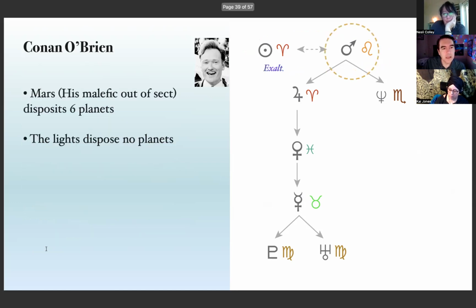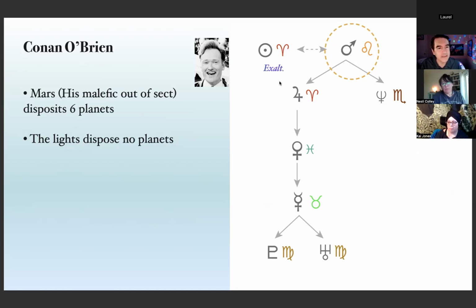Interesting. Also, Mars is his malefic out of sect. It's a day chart, and Mars is the night malefic. And unfortunately, that disposits most of the planets in his chart. That's probably not the planet you would pick ahead of time to be in charge of most of the other planets. This is kind of like your inner enemy. And we're going to talk about Conan because he's got a really interesting mixture of strong, powerful things and really depressing things. And if you know anything about his life, he's had some pretty big ups and downs.